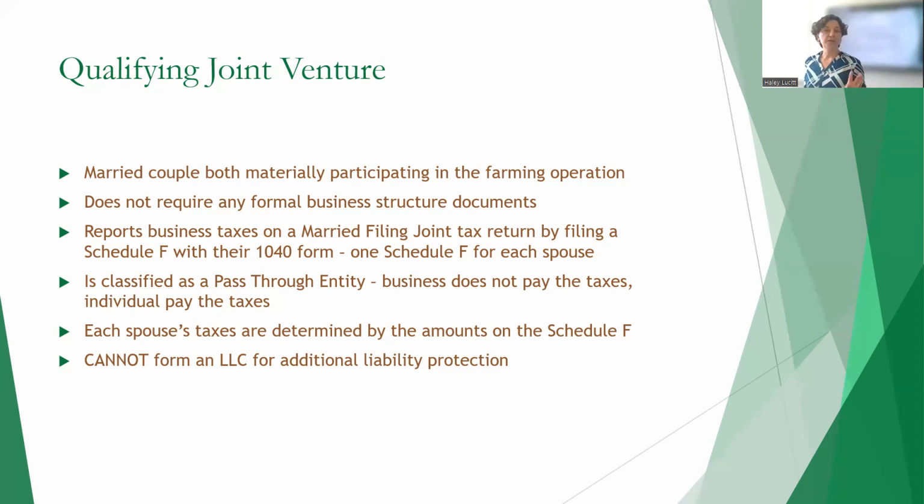You don't have to divide it by product like the sheep and the orchard. You can say, we both work in this equally, so I'm going to take 50% of the income and expenses, and you're going to take 50% of the income and expenses. However you feel is most accurate to divide it. Qualified joint ventures cannot have an LLC. There are specific rules stating that that's just not allowed.